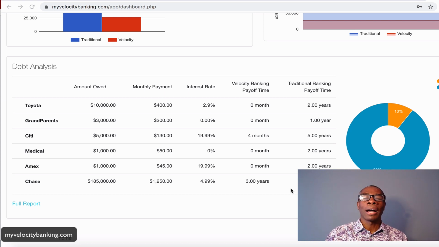So today we're going to talk about interest. What is interest? And how can you take advantage of interest rates?